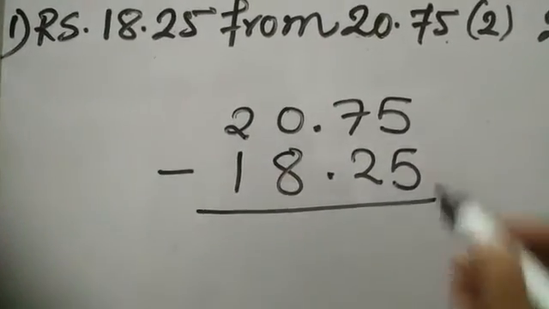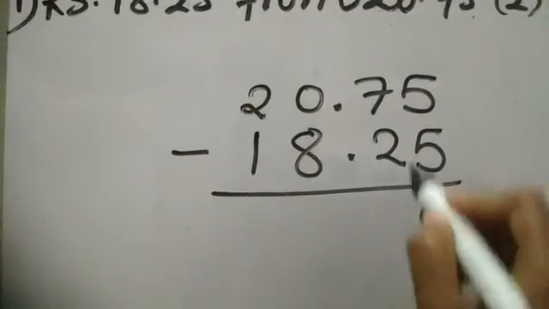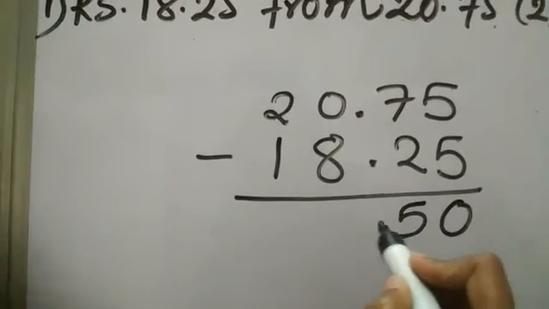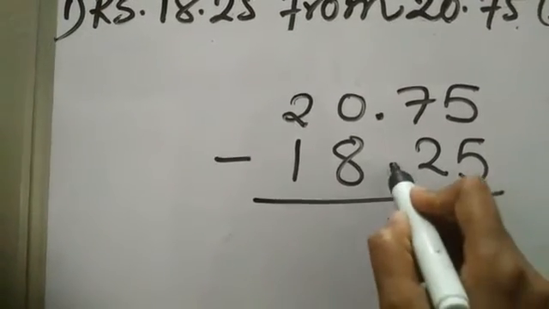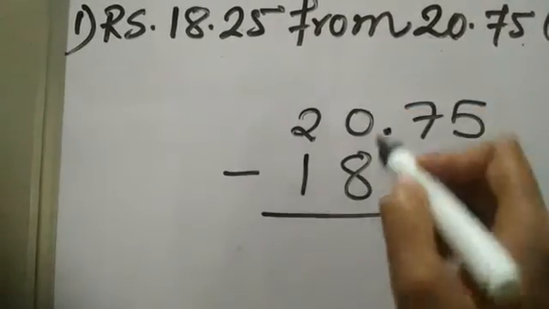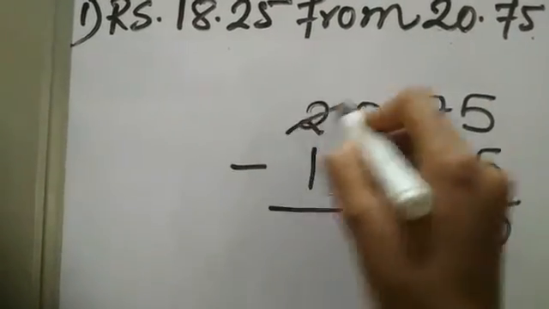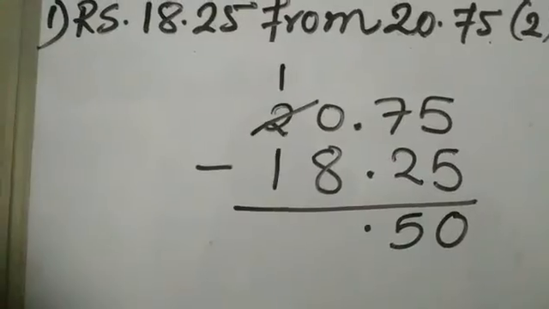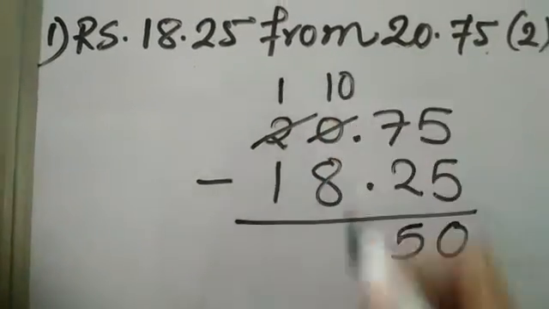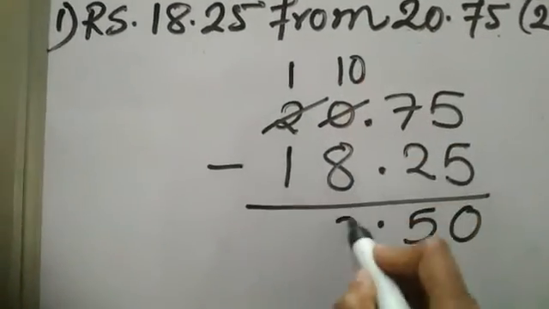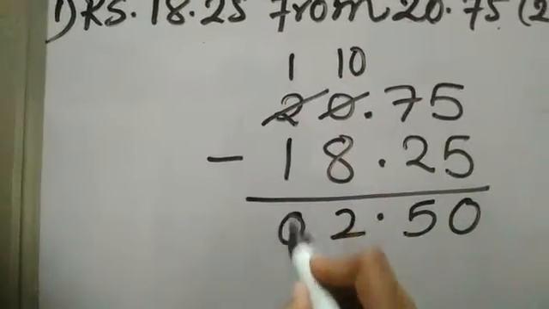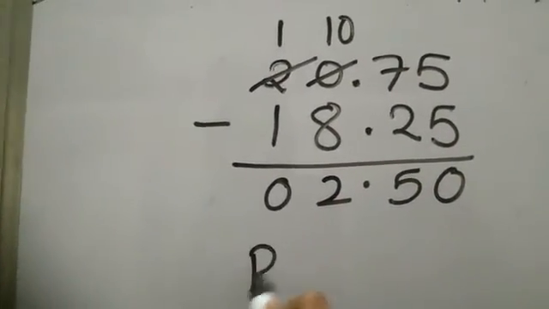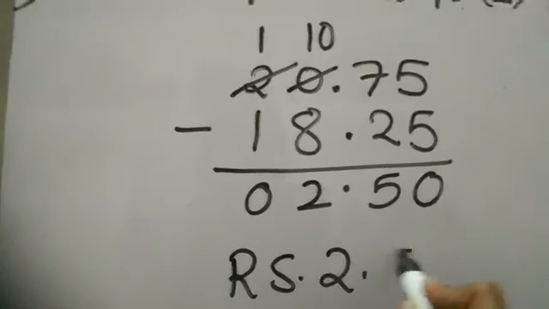We start from right. 5 minus 5, 0. 7 minus 2, 5. Then decimal point will come just below this decimal point. 0 minus 8, not possible. So we take borrow from 2. So 1 will be left over there. And this will be 10. Now 10 minus 8, 2. And 1 minus 1, 0. Hence the answer is 2 rupees 50 paise.